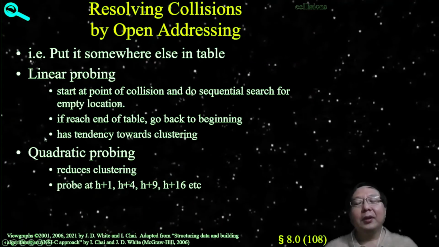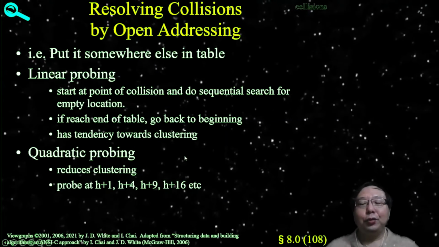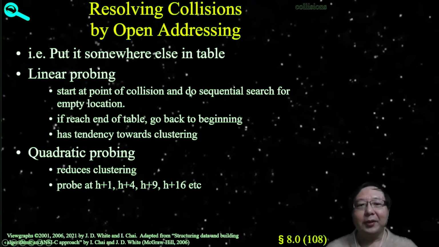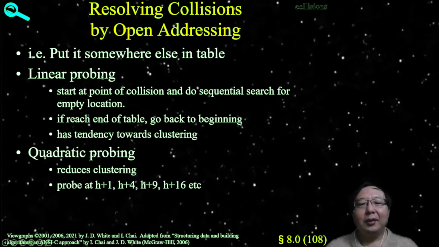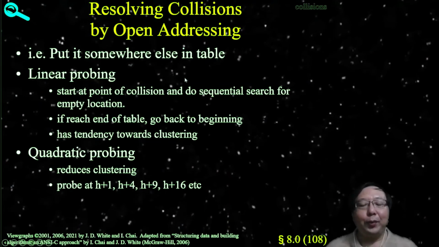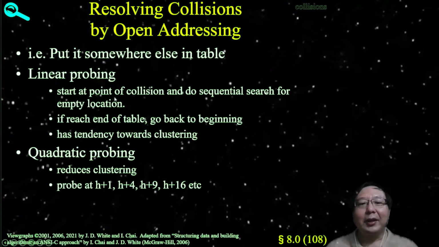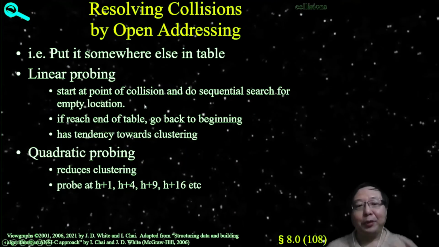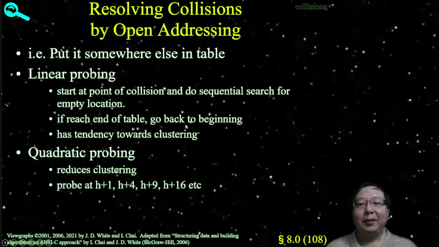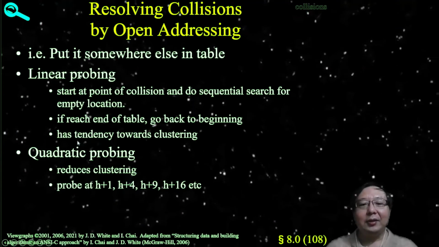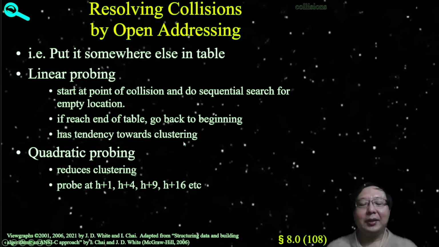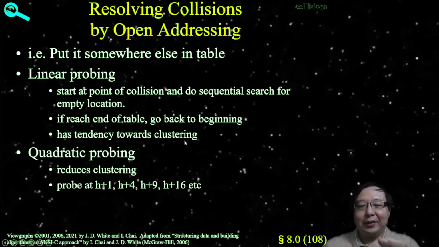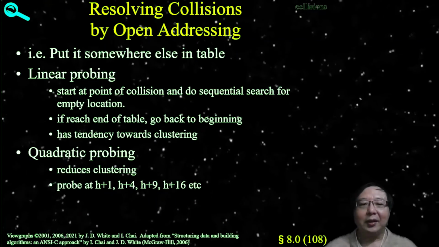Okay, open addressing, there's two methods of doing it. Well, actually more than two, but there are two main ones. One is linear probing. You start at the point of collision and do a sequential search for an empty location and put it there. If it reaches the end of the table, you go back to the beginning. And the problem with this is it has a tendency towards clustering. That means a whole bunch of things get stuck together, so you have to do a linear search on there.